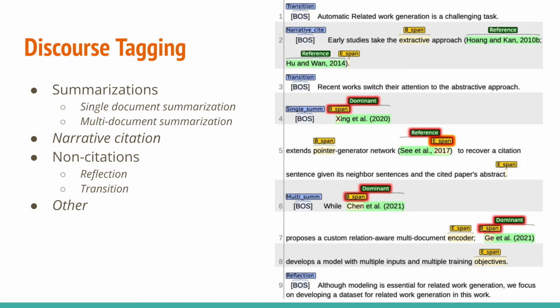Another important point about discourse tagging is that we distinguish citation sentences and non-citation sentences. Citation sentences' information mainly comes from the cited documents, and the non-citation sentences' information originates from the authors of the current work. We believe this is important for the related work generation task.